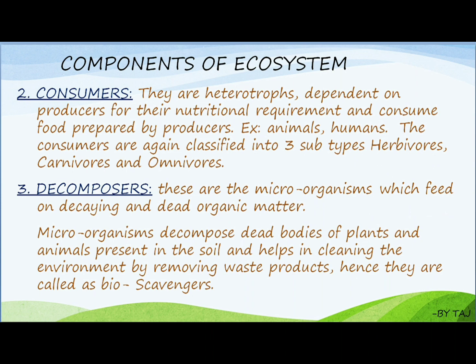Another three sub-types of these consumers are herbivores, carnivores and omnivores. Herbivores depend on the producers, plant products, for food, and carnivores depend on animals for food, and omnivores depend on the producers, that is plants, as well as animals for food.